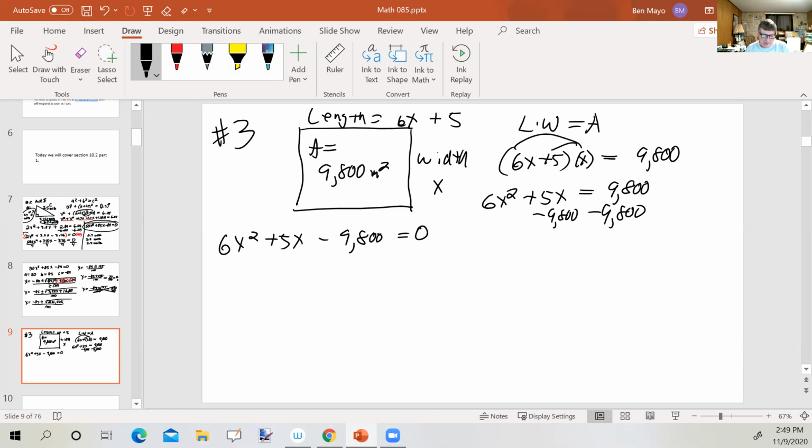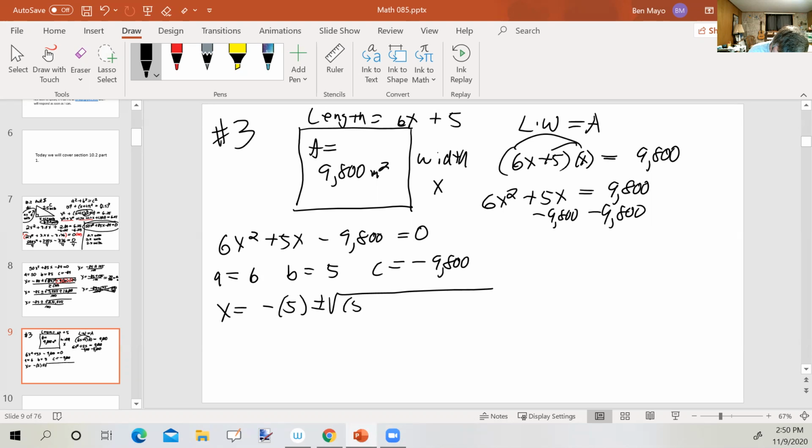So here we have our equation. There's no fractions, there's no decimals. There doesn't appear to be any common thing we could divide out. So I think we're ready to go. So A is 6, B is 5, C is negative 9,800. From that, we get X equals negative B plus or minus the square root of B squared minus 4AC all over 2A.